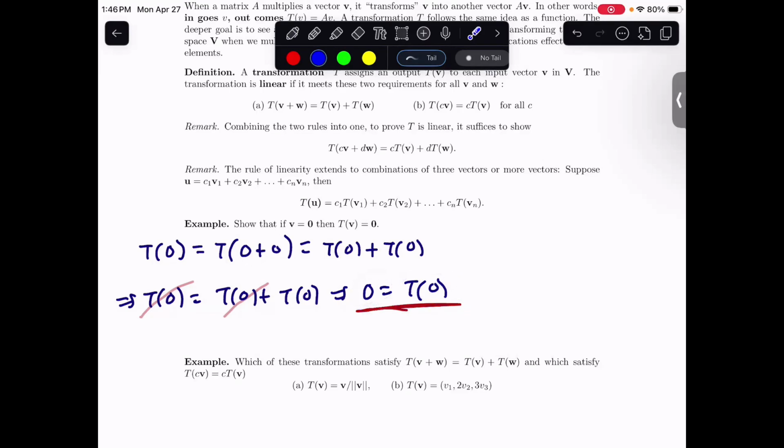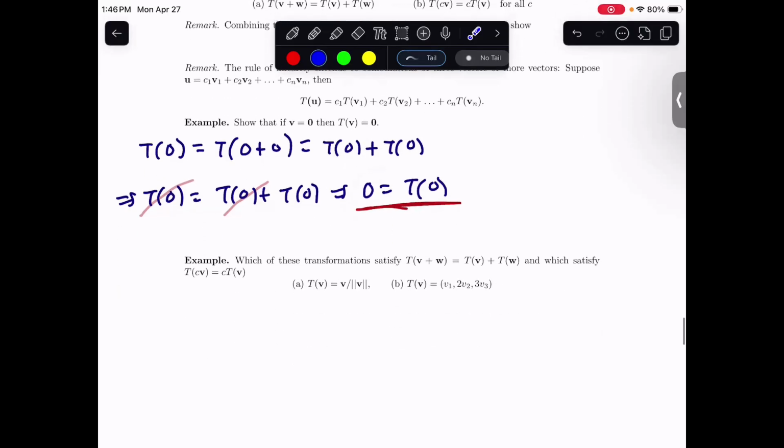That always happens. So this is a quick way of determining that you don't have a linear transformation: if you evaluate T at the zero vector and it's not again the zero vector, then it means you have problems. It's a quick, easy check sometimes to be able to say something's not a linear transformation.